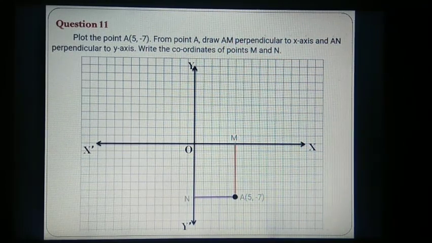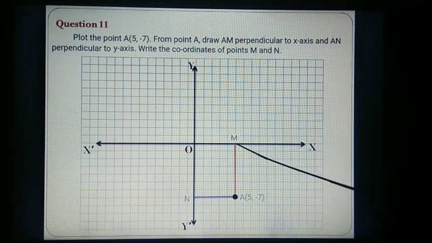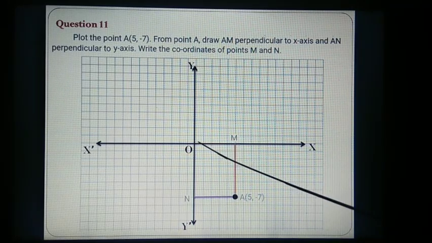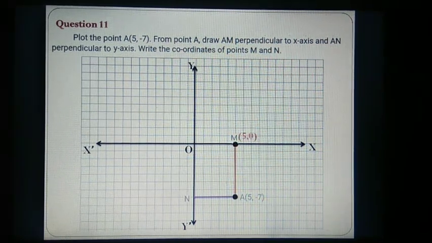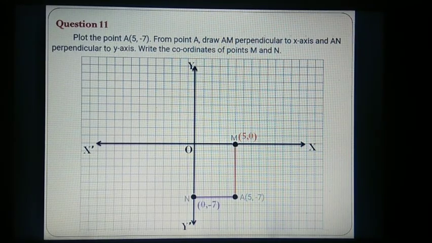Okay, now question says write the coordinates of points M and N. So you need to mention what is the coordinate of this, what is the coordinate of this. So from here to here is how much? 5. And since you are not moving here or there, you are still in the x-axis, so that's why your ordinate is going to be 0. So the coordinate of M is going to be 5 comma 0. Okay, similarly the coordinate of N is going to be 0 comma minus 7. So pause the video to note down and try the rest sums of this 26A by yourself.